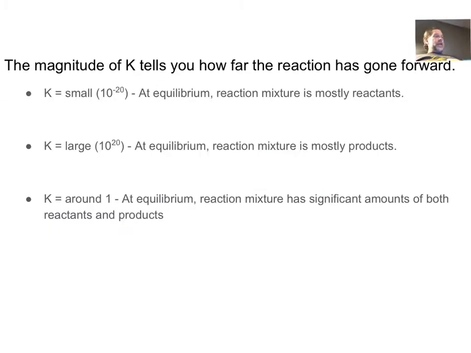And this should say times 10 to the minus third, and this should say times 10 to the third. So how big K is tells you how far the reaction has actually gone forward. So if K is small, something smaller than times 10 to the third, at equilibrium, the reaction is mostly reactants. This is a little redundant, but it is important to understand. If it's bigger than 10 to the third, it's mostly products, and if it's around 1, it has significant amounts of both reactants and products.